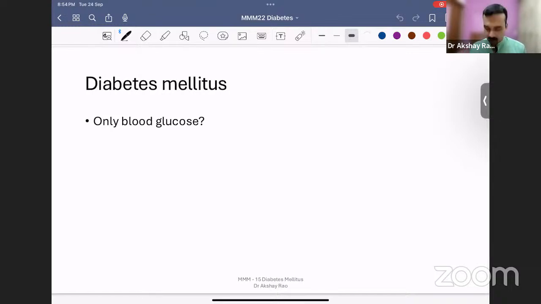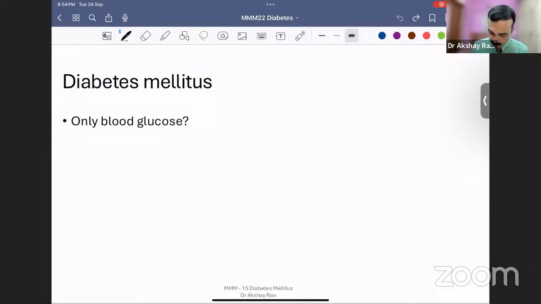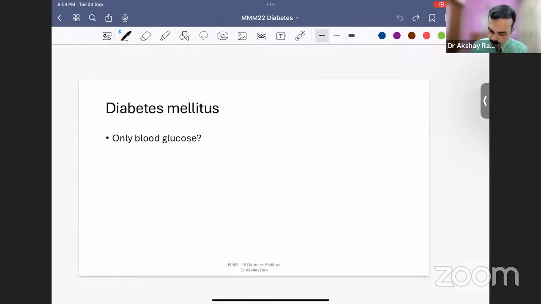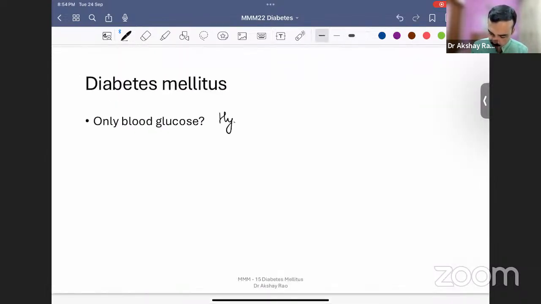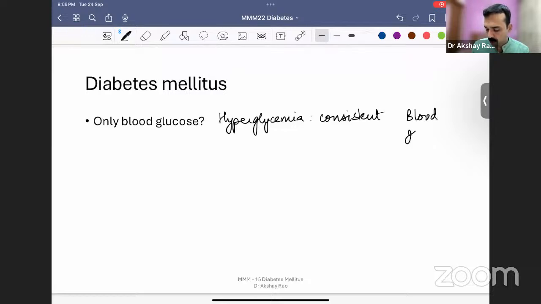Basically, diabetes is increased blood glucose, right? So when there is hyperglycemia, we deem the particular person to have diabetes mellitus. So it should be consistent, not a single reading. A single reading need not indicate that the patient has diabetes mellitus. This I'm talking about blood glucose levels.